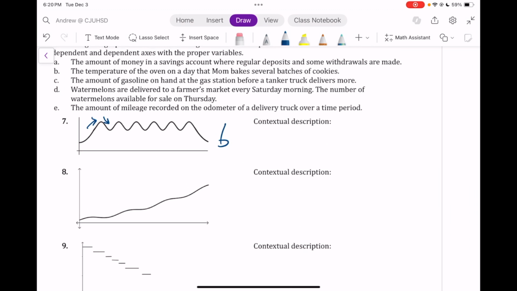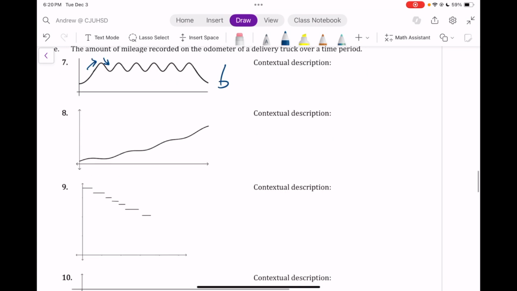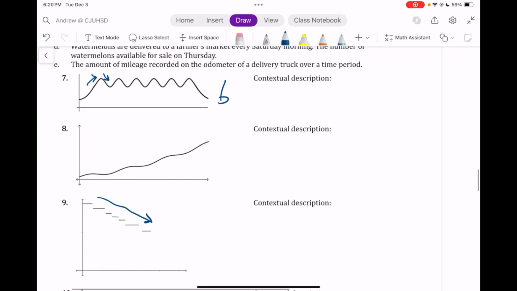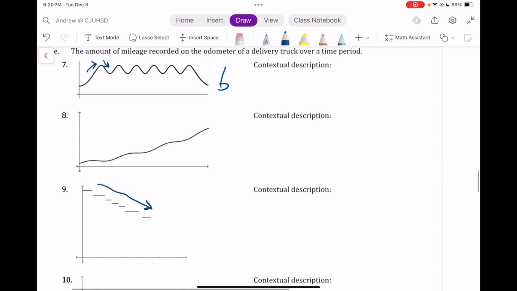D, watermelons are delivered to a farmer's market every Saturday morning. The number of watermelons available for sale on Thursday. This has been constantly going down because people have been buying watermelons. By the way, it is number 9. And it is discrete because when you buy a watermelon, you buy a watermelon. You get the whole thing.